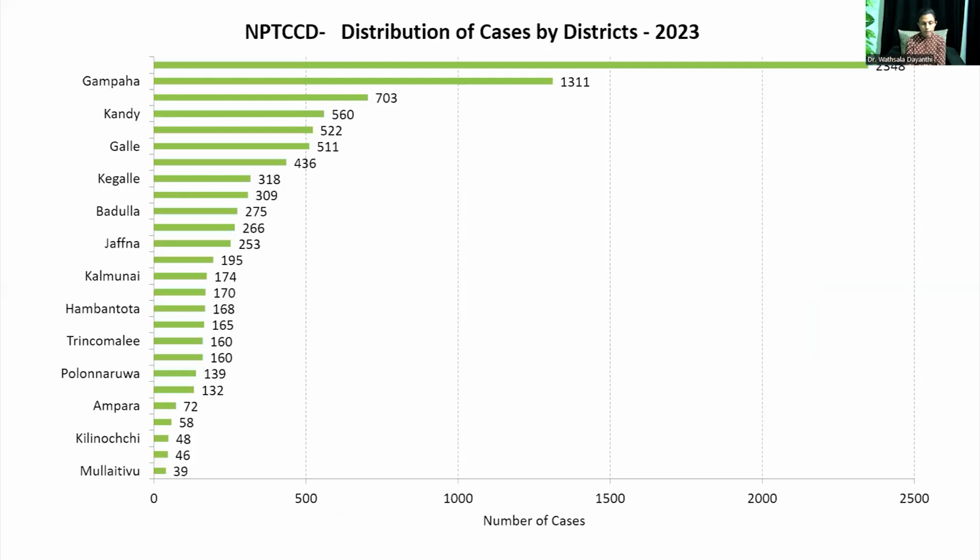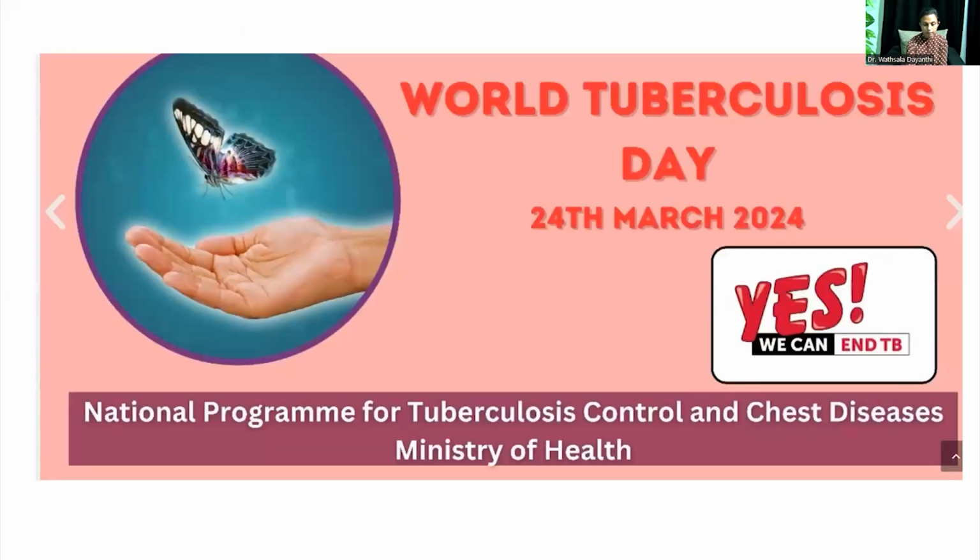And this is the distribution of cases in the districts within the country. Sorry, I missed, I think it's Colombo, Gampaha, Kalutara, I'm not sure whether it's visible correctly. Colombo, Gampaha, Kalutara are the districts with the highest disease burden, probably due to the increased population density.